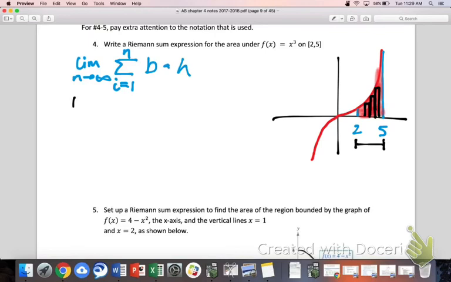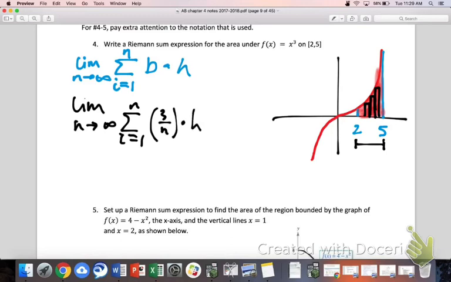So I'm going to say limit as n goes to infinity, sigma from i equals 1 to n of 3 over n times h. So the easiest thing is to write the limit, sigma, and perhaps b times h. Second easiest thing is to figure out the base length. The base length will always be full interval width divided by n. So for instance, this one goes from 2 to 5. If it went from 2 to 10, then the base length would be 8 over n.